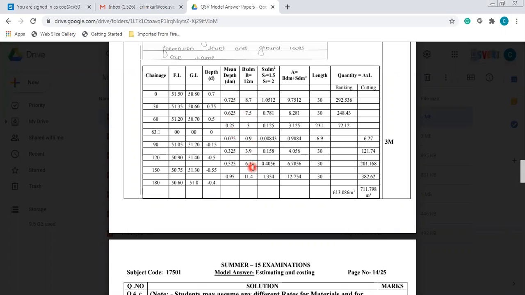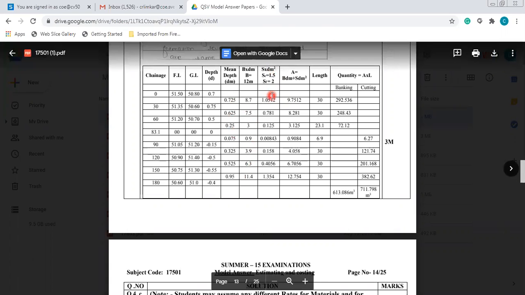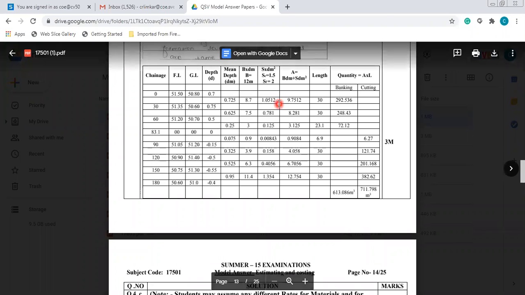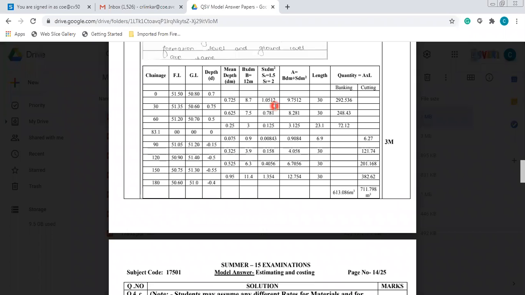After getting the area of the rectangular portion, you have to determine the area of the side portions, where the formula is S into dm square, or S D square. Here we consider the depth as our mean depth. S is the side slope value. In cutting it is given as 1.5 and in embankment it is given as 2. You can see where the cutting part is and where the embankment part is, and accordingly you can put the value of S, and the depth you have already determined. Then get these values of S into dm square. You can determine it easily.